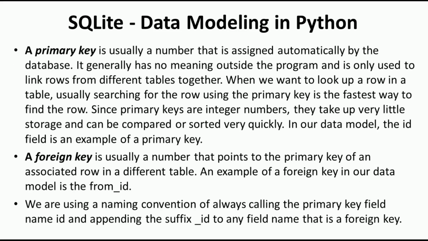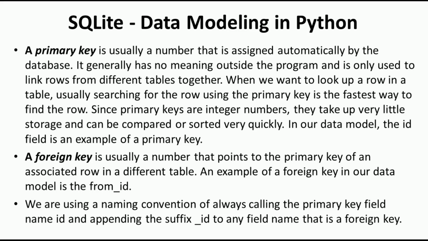Now coming back to the next one, primary key. What is a primary key? A primary key is usually a number which will be automatically assigned by the database, and it will be incremented as and when we insert rows into that table. Okay, so that is the primary key. What is the example of a primary key in our program? ID is the primary key. What is the next one?